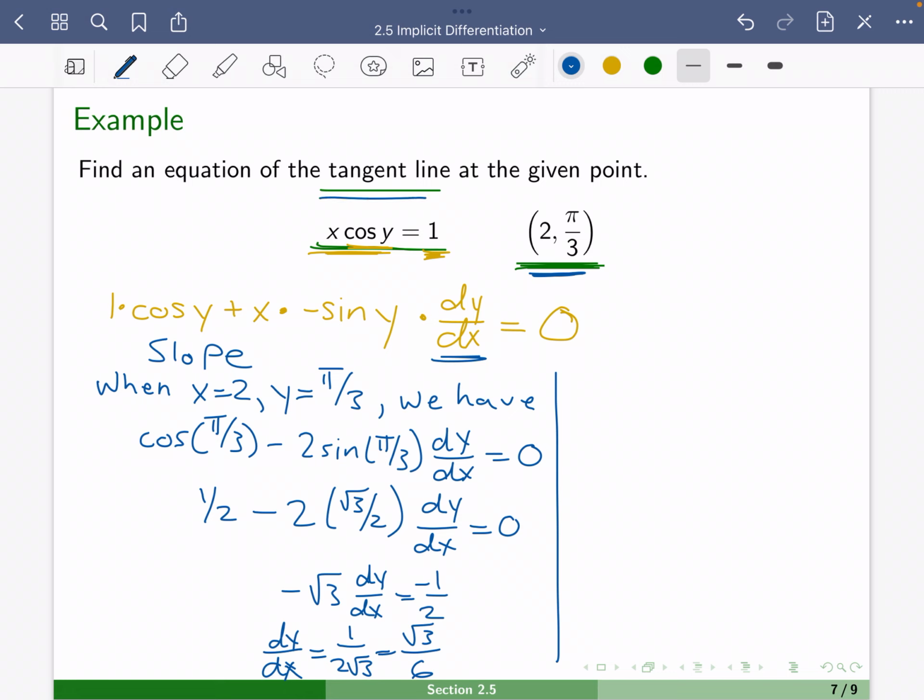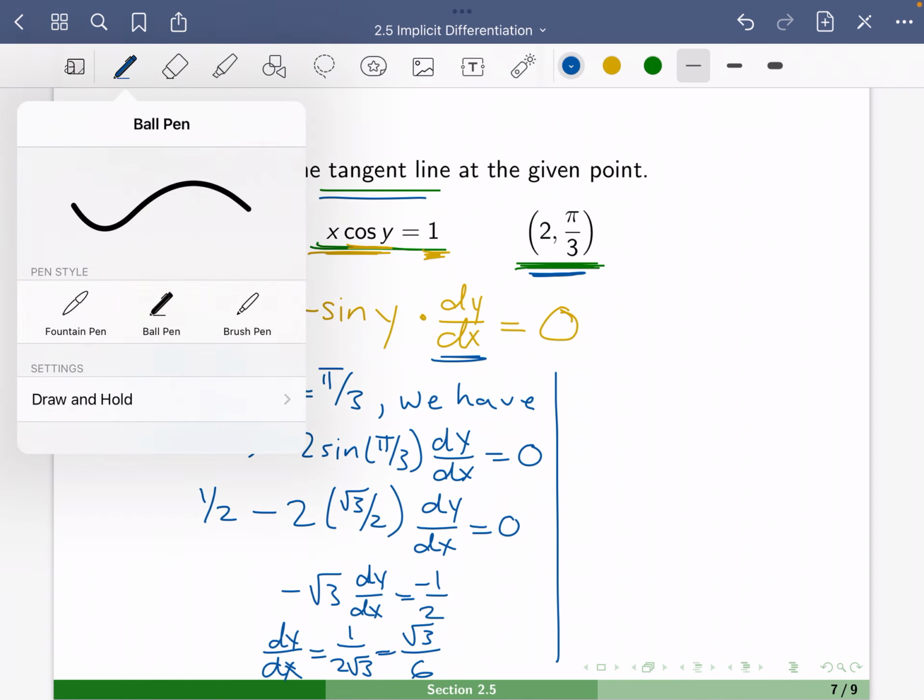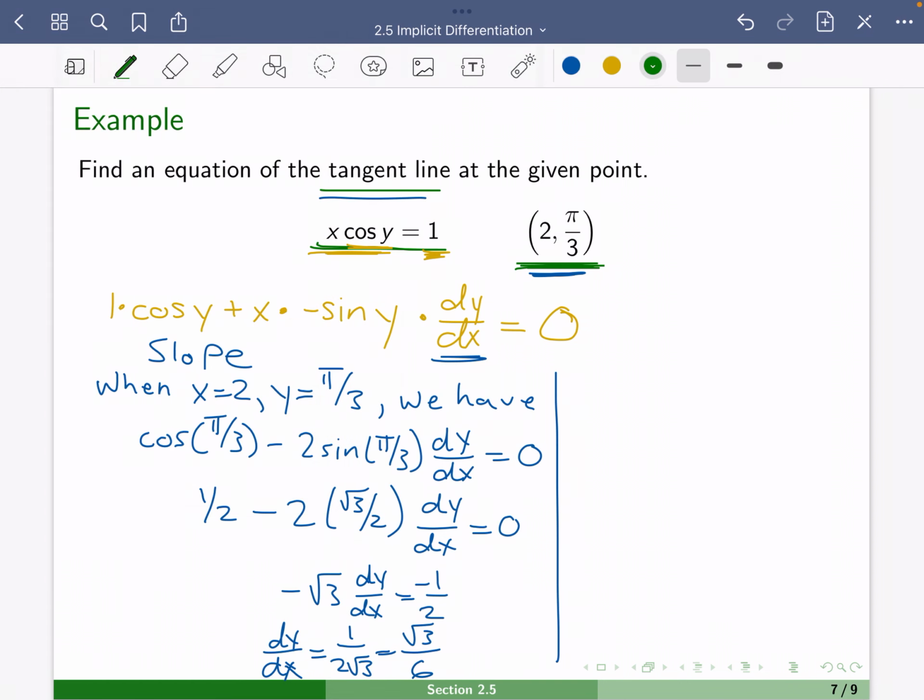We need the entire equation of the tangent line. So if that's the slope, then our equation y minus the y value of the point, so y minus pi over 3, is equal to our slope, root 3 over 6, times x minus the x value. And so that is point slope form. We have a point here, and we have a slope here. And so it's y minus the y value of the point is equal to our slope times x minus the x value of the point.